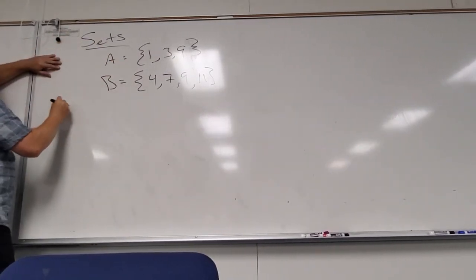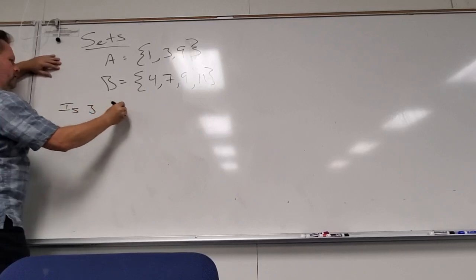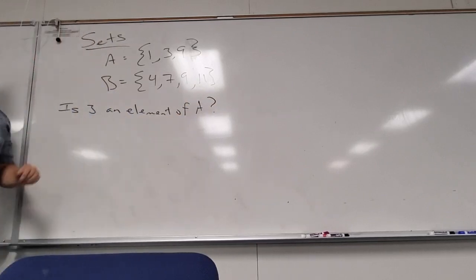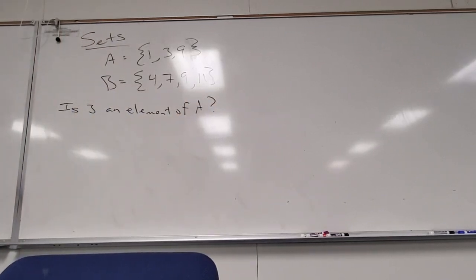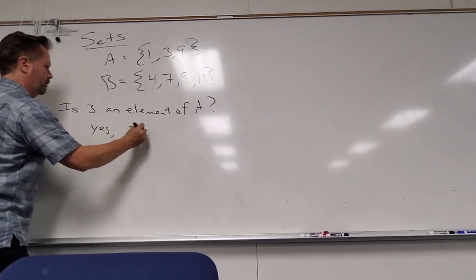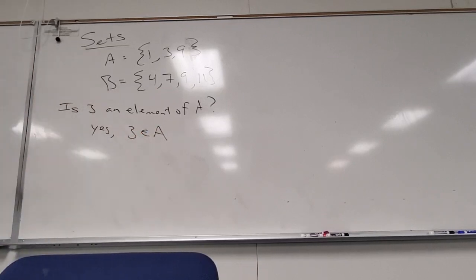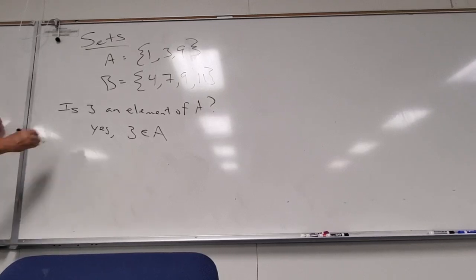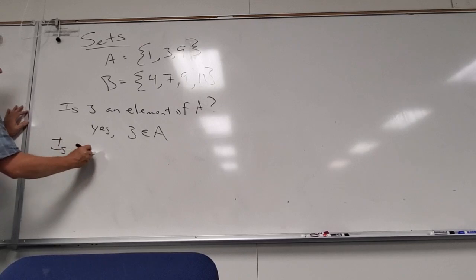Let me ask you this. Is 3 an element of A? Yes, so an element of just means a member of. I'd say yes, 3 is an element of A. The symbol for element of is a little E. I don't know if anybody's ever seen that notation before. Kind of makes sense, a little E for the word element. It's nice. Okay, how about is 3 an element of B?